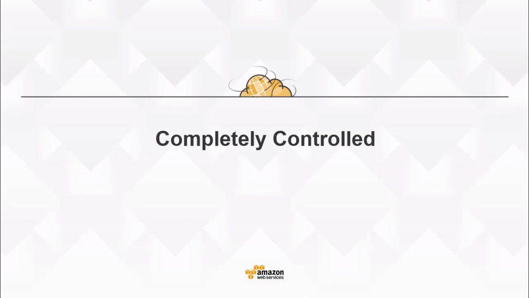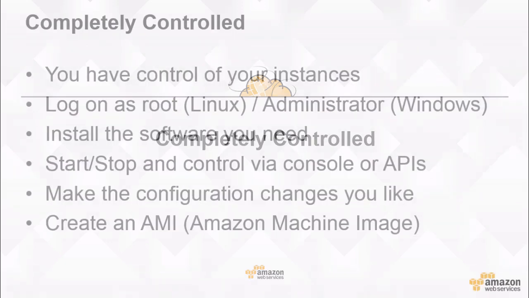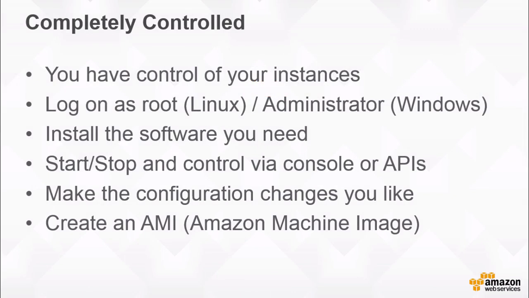So the next reason customers like EC2 is that you are in control of your EC2 instances. There's no tickets to raise, they are your instances. You can start and stop them via the console or the API. You have root in the case of Linux or administrator logins in the case of Windows. You can install what you need, you can make configuration changes you like. And you can wrap all that up in an Amazon Machine Image, an AMI, and relaunch it when you need it. We have two other services to give you further control over your AWS resources.